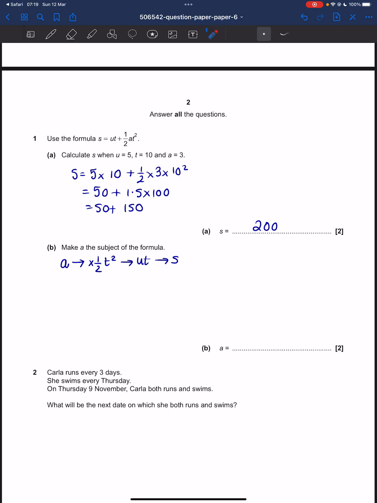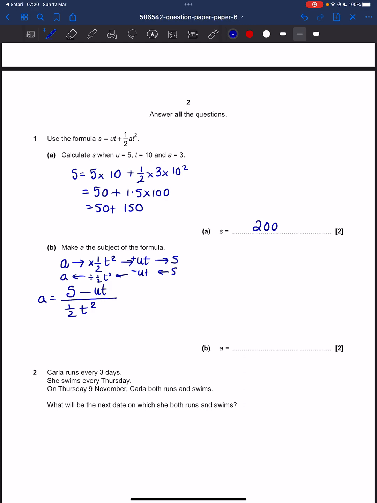So it's A times a half T squared. And then we've got to add UT. So then we can say, if we start with S, and then we take away UT, and we divide by a half T squared, that will come A. So what happens here is we go backwards. Minus UT, and then divide by a half T squared, and that will come A.